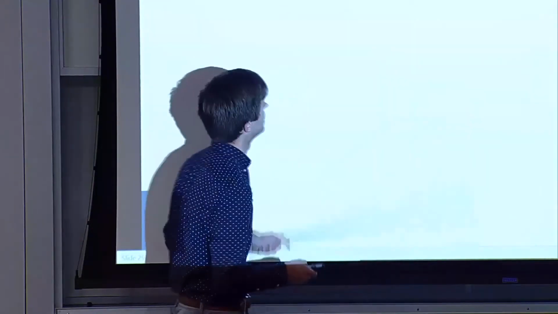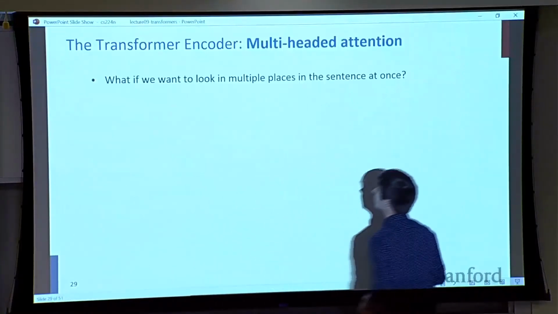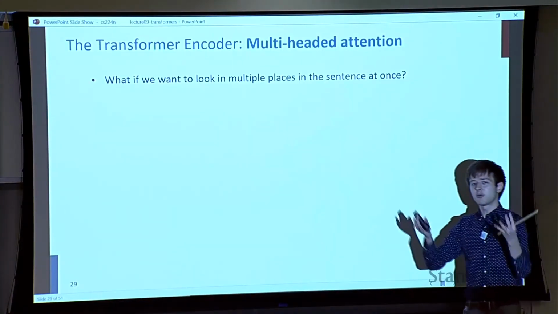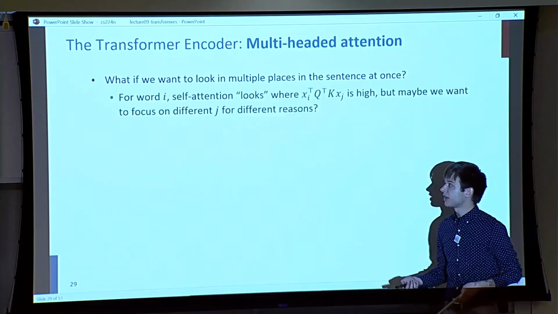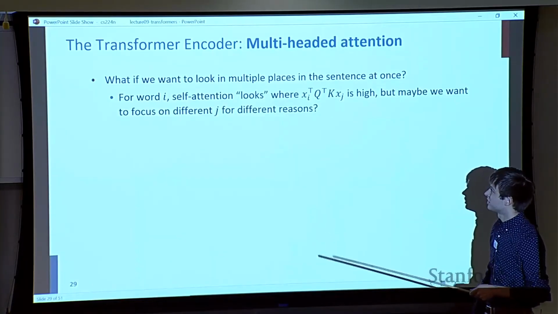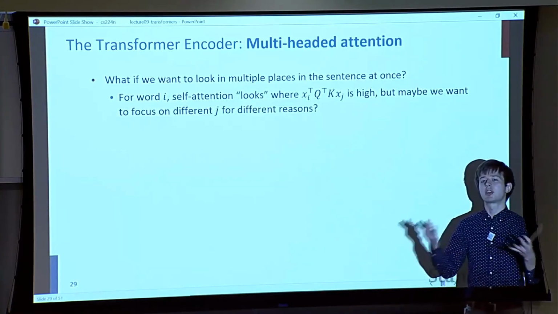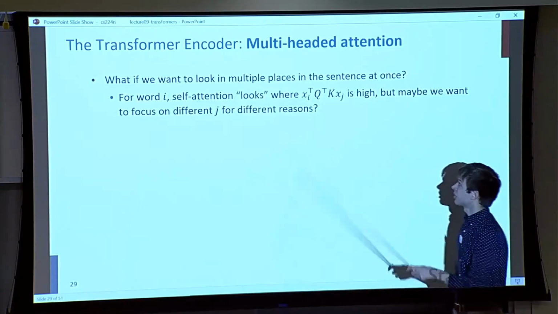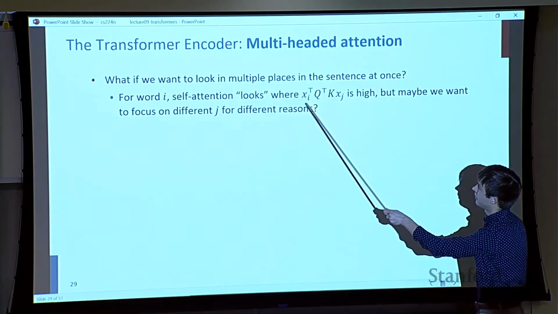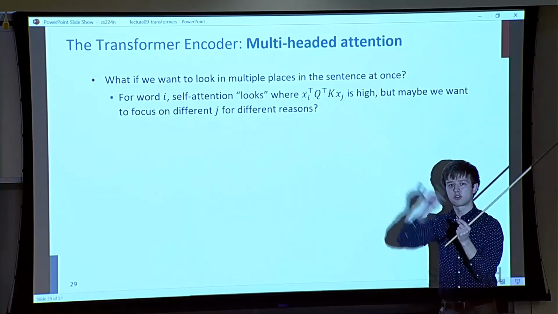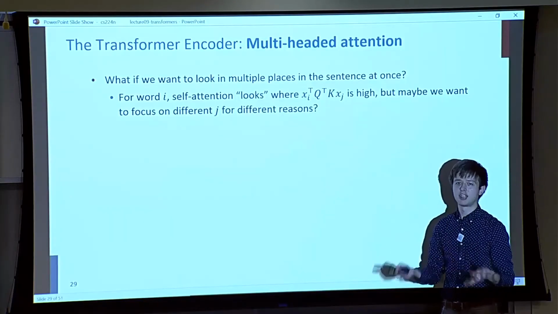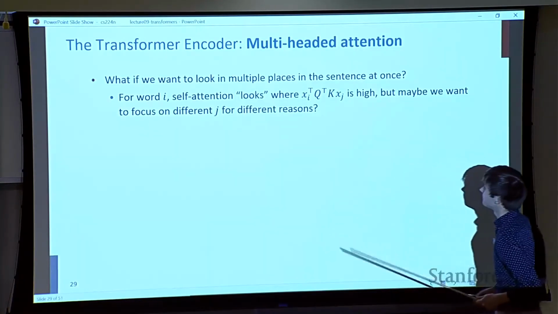Next, we'll look at the next thing that ends up being quite important for training transformers in practice, which is multi-headed attention. So, transformer encoder, multi-headed attention. The question is, what if we want to look at multiple places in the sentence at once? It's possible to do that with normal self-attention. But think about this. Where do you end up looking in self-attention? You end up looking where the dot product of xi, your Q matrix, transpose your key matrix, xj, is high. Those are the ij pairs that end up interacting with each other.